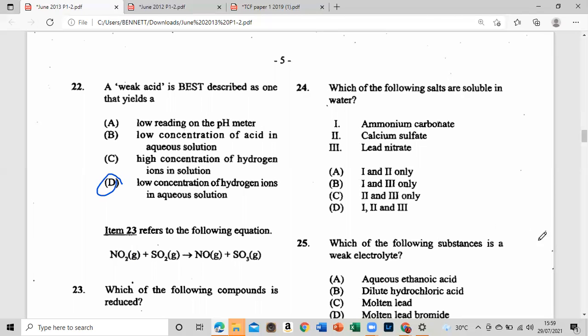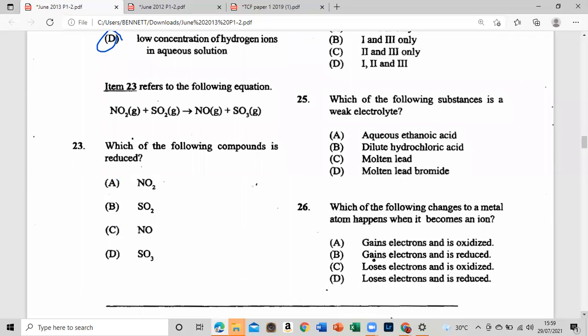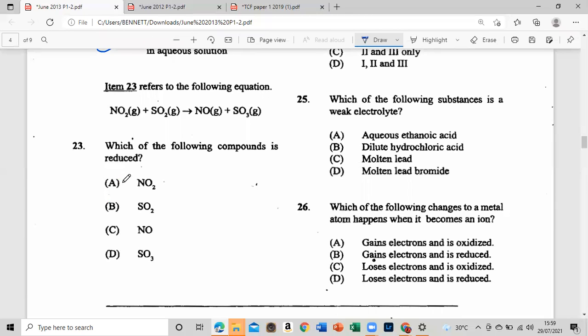23, refer to the following equation. Make sure you guys go ahead and type it in. Which of the following compounds is reduced? The NO2, SO2, NO, or the Fe2O3? If you said NO2, you are indeed correct. So it is NO2.